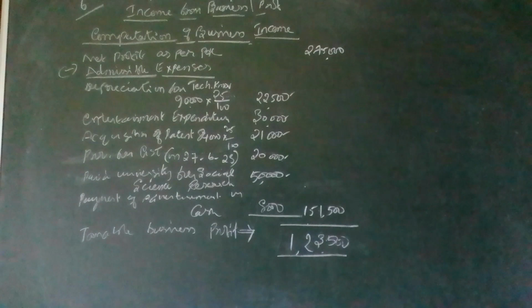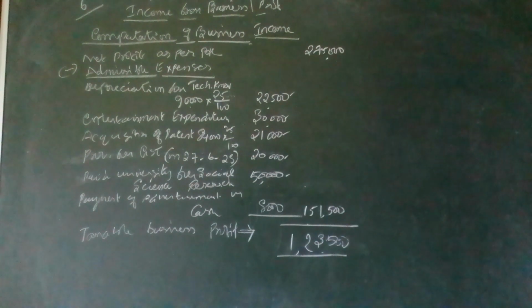Okay, so in this case it is clearly given that net profit as per P&L account is without charging the following items. So we are taking admissible expenses, right? Then the first point, what is that? Yes, expenditure on family planning, 45,000. Expenditure on family planning is eligible only for the corporate assessee.